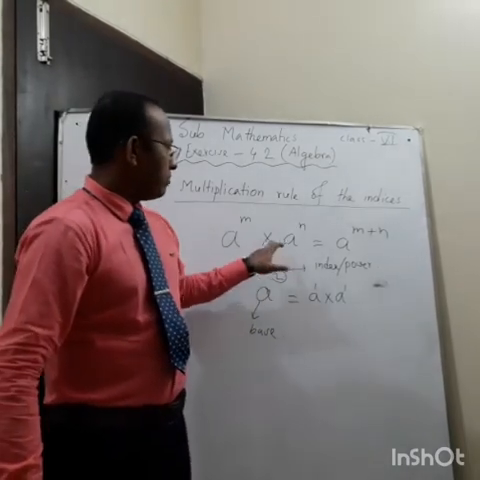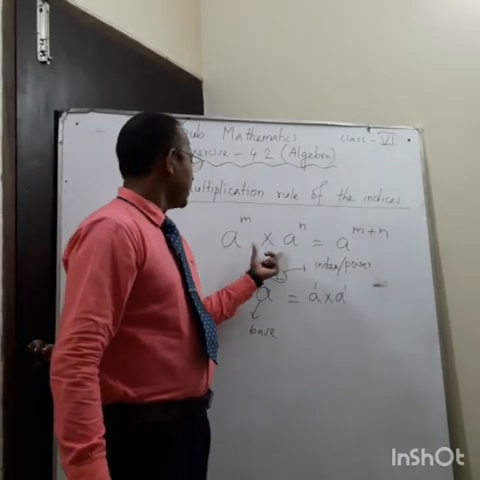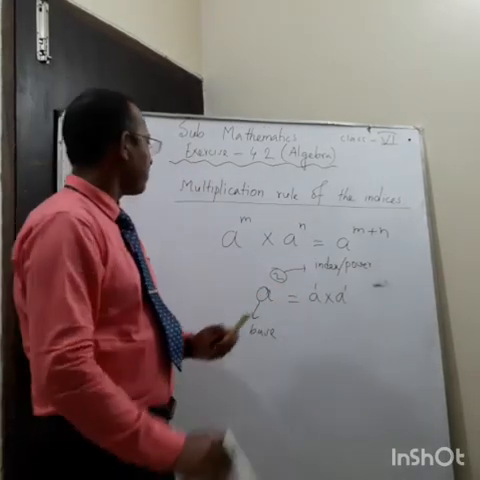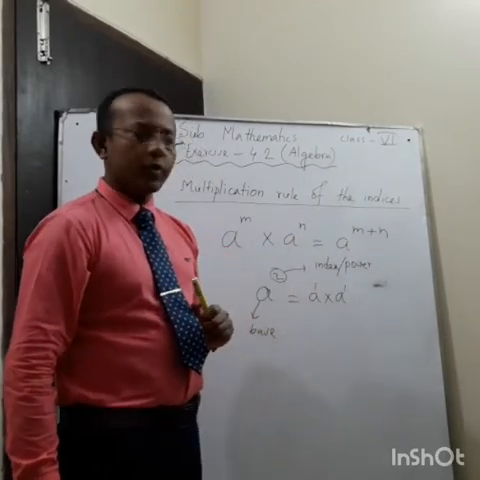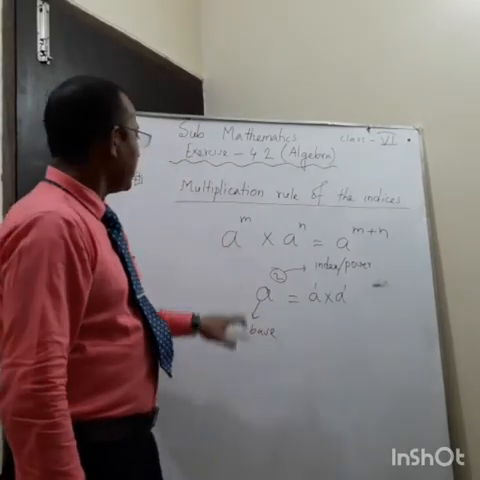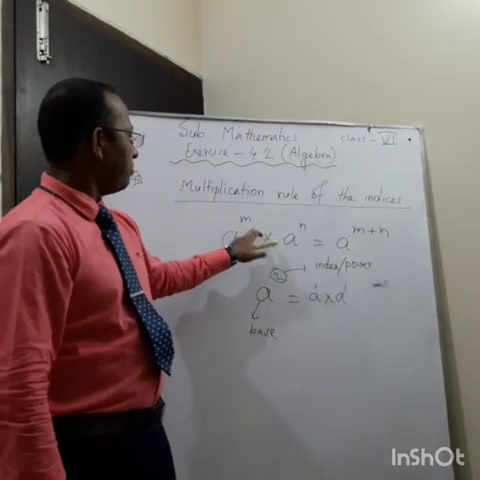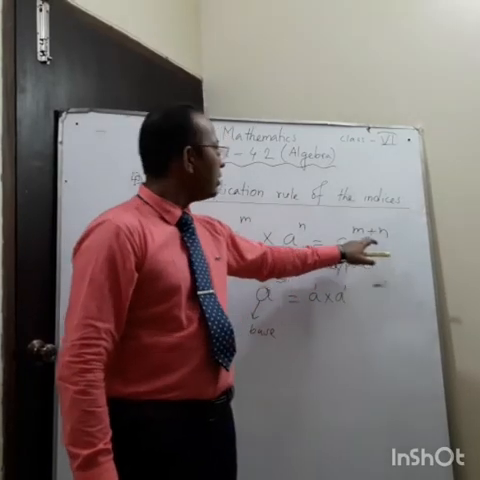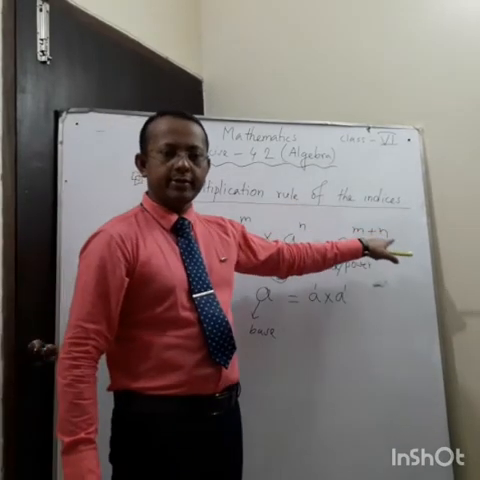In case of multiplication, if the bases are the same, then the powers will be added, where m and n are natural numbers. A is not 0. In that case, a to the power m into a to the power n equals a to the power m plus n. This process is called the multiplication rule of the indices.